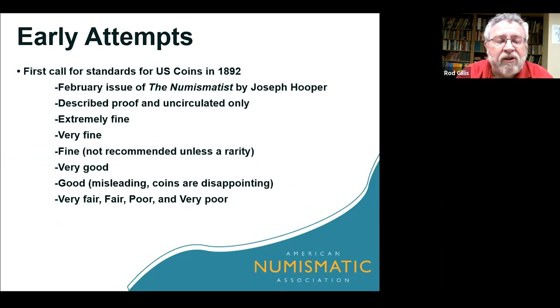Early attempts to standardize the grading system. The first call for standards for United States coins was in 1892. In the February issue of the Numismatist, Joseph Hooper wrote a piece, and he described proof and uncirculated only, okay, for being mint state coins. He also mentioned the terms extremely fine, very fine, fine, very good, good, very fair, fair, poor, and very poor. And so according to Joseph, these are the terms that he was hoping that people all over the country would adopt. And by using these terms, people would have a very good idea of what a coin looked like and certainly the amount of wear that was present on the coin.